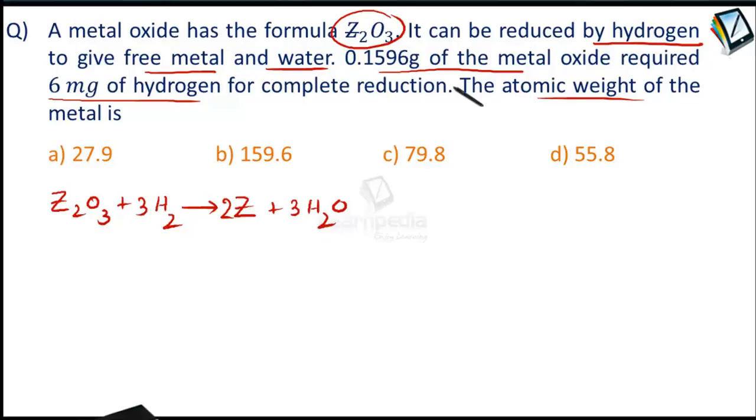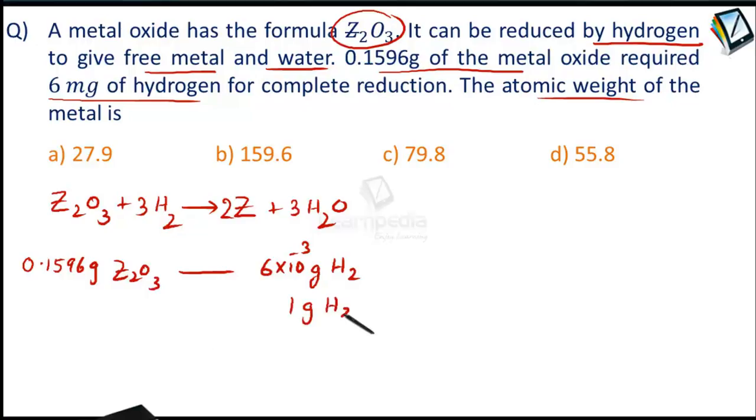And it is given in the numerical that 0.1596 grams of the metal oxide, that is Z2O3, required 6 milligrams of hydrogen, means 6 into 10 power minus 3 grams of hydrogen for reduction. Now, if we use only 1 gram of hydrogen, how much quantity of this Z2O3 gets reduced?